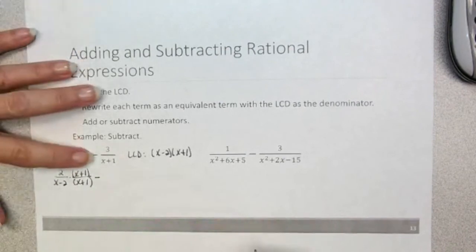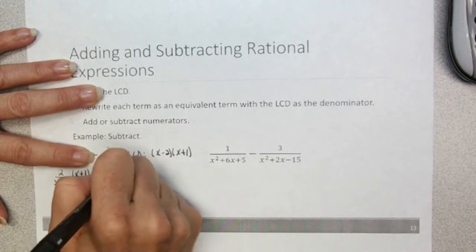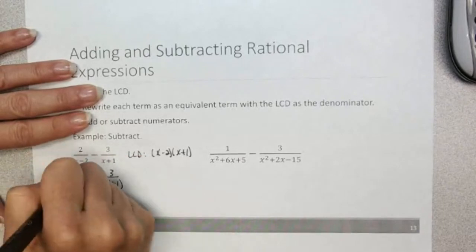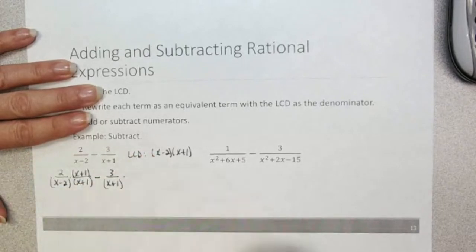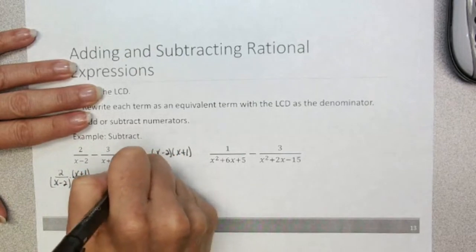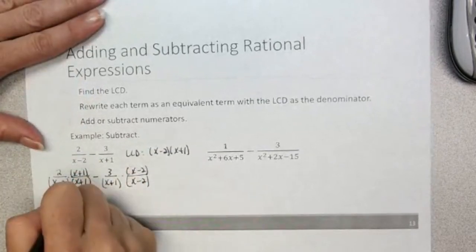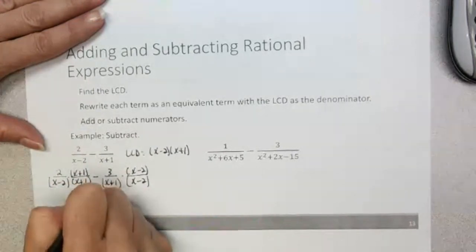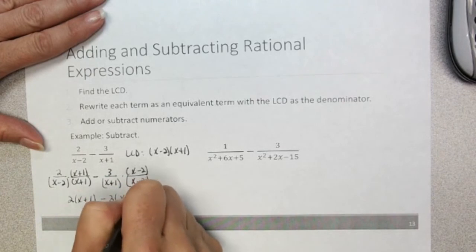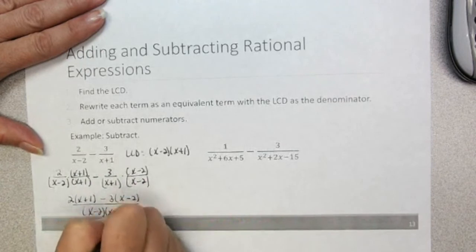Okay, then minus my second expression. That denominator, the x plus 1 is there, but it's missing the x minus 2. So we'll multiply the 3 over x plus 1 by x minus 2 over x minus 2. Okay, now they have the common denominator, so I can combine them. I can say this is 2 times x plus 1 minus 3 times x minus 2 over x minus 2 times x plus 1.